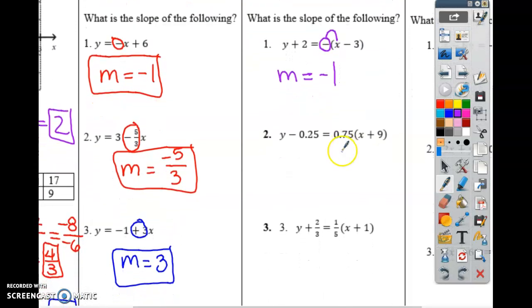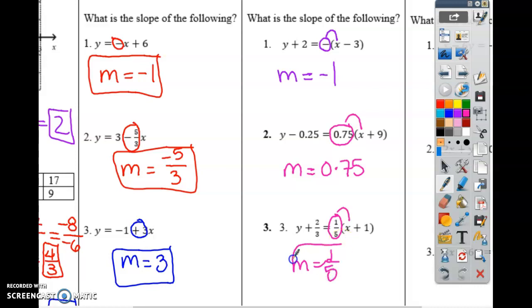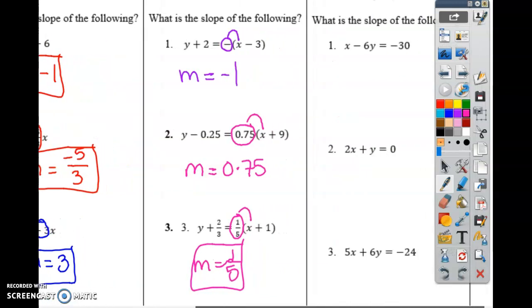What about right here? What's my slope? 0.75, because when you distribute it, it's going to be with the x. So m equals 0.75. What about here? 1/5. M equals 1/5. 1/5 is my slope. Okay, so those are super easy.